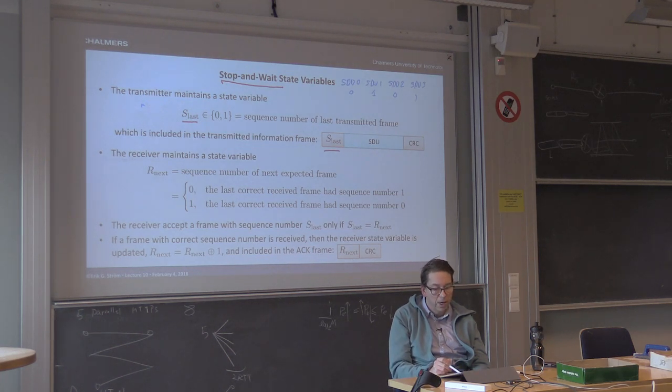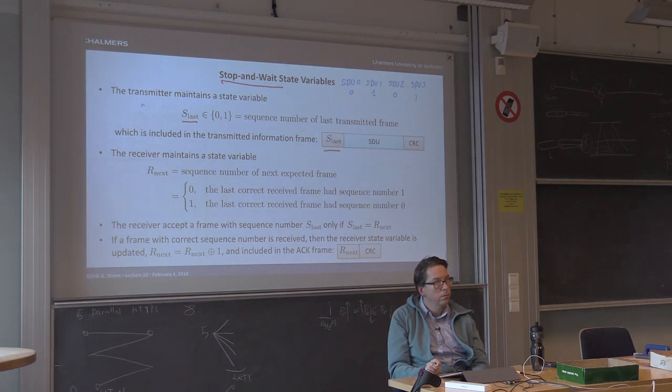So the acknowledgement frame contains my current state variable, that is, the sequence number of the frame I would like to see next. And then some check bits. Okay? Questions?